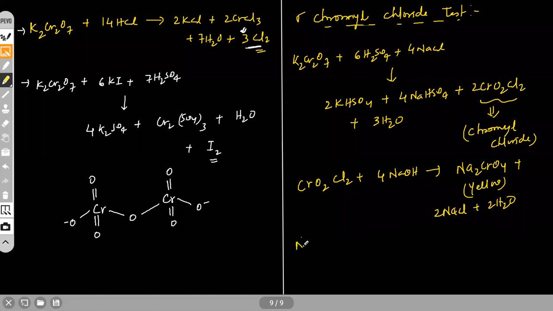Na2CrO4, further, when it is allowed to react with lead acetate, it forms PbCrO4 plus CH3COONa. So it forms a precipitate of lead chromate. It is lead chromate, a yellow precipitate of it.